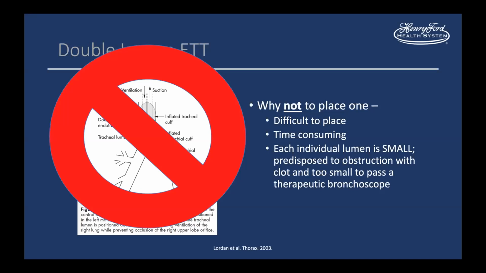And even for your largest double lumen ET tube, your luminal diameter is less than 7 millimeters. So these are more likely to obstruct with blood. And more importantly, you cannot get a therapeutic bronchoscope in there to manage their hemoptysis. So don't put a double lumen ET tube in these patients.